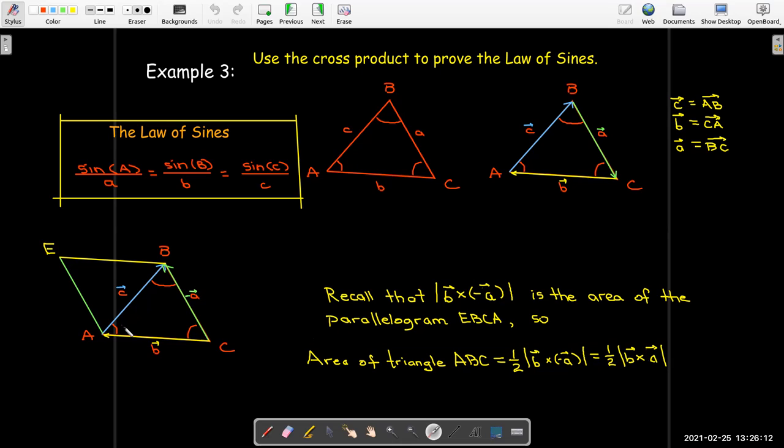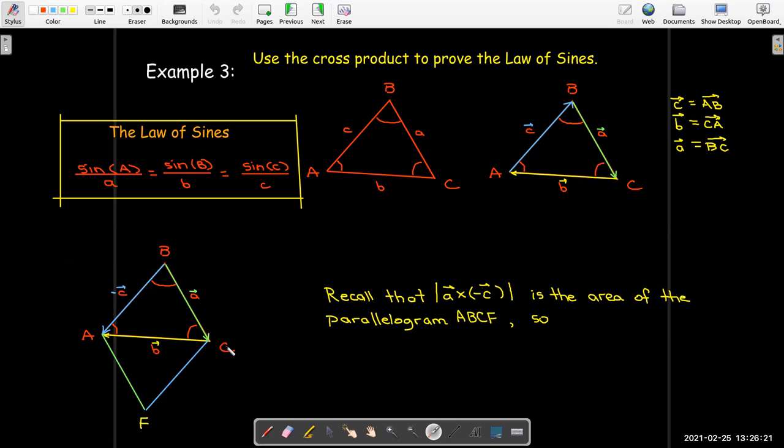So I focused on the vertex A, then vertex C. Let's look at vertex B. So vertex B, I'm going to make the tails of vector A and the opposite of C meet at the vertex B, so that the area of this parallelogram, so A, B, C, and F, is the magnitude of the cross product of those two vectors. And again, the area of the original triangle is half of that parallelogram.